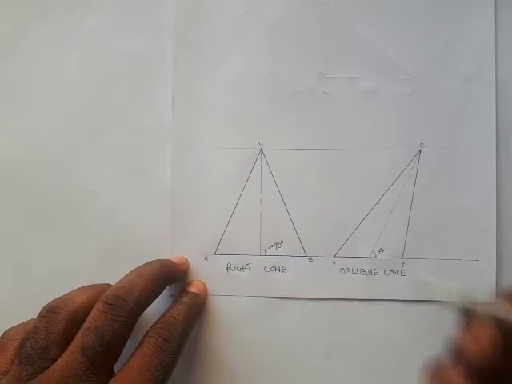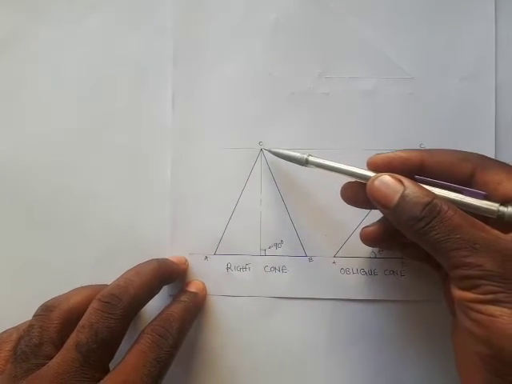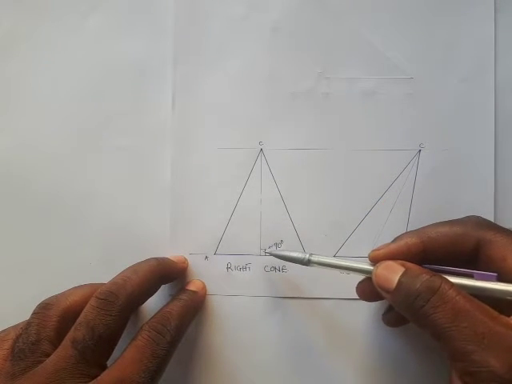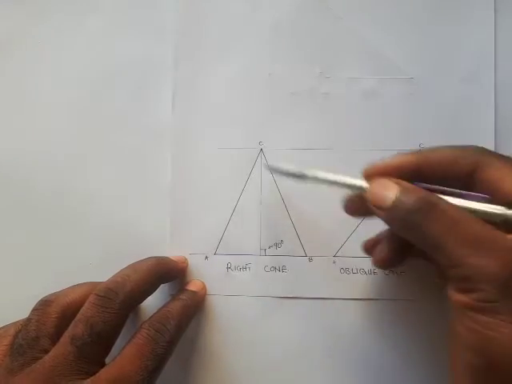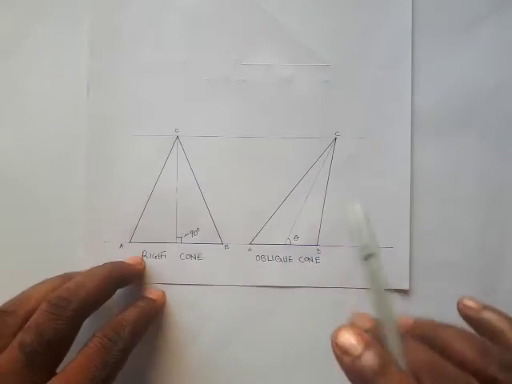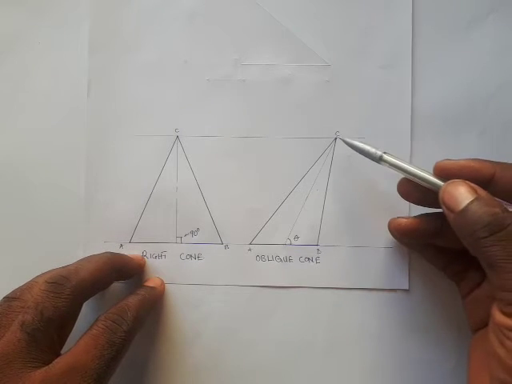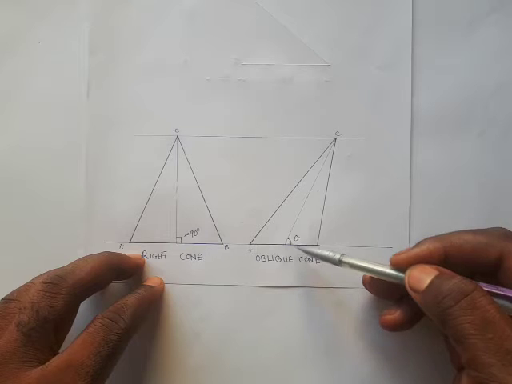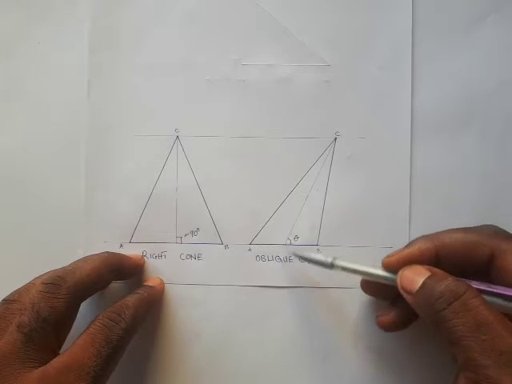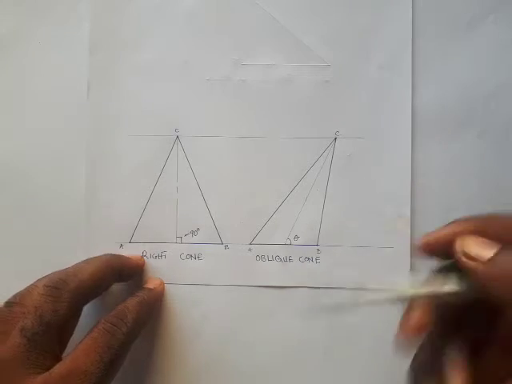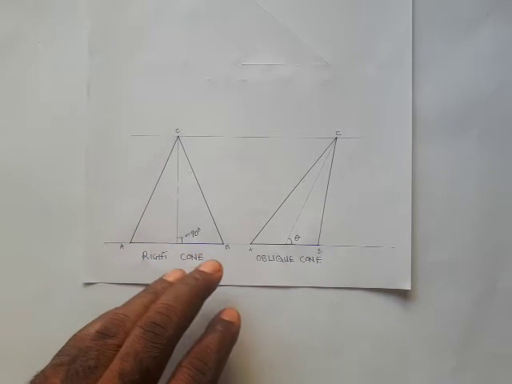Why? Because a line drawn from the apex of the cone to the midpoint of the base forms 90 degrees. That makes it what? A right cone. Remember, this is the elevation of a cone. If a line drawn from the apex of a cone to the base doesn't form an angle of 90 degrees like this one, it is called what? An oblique cone. Let me show you more of it in 3D.